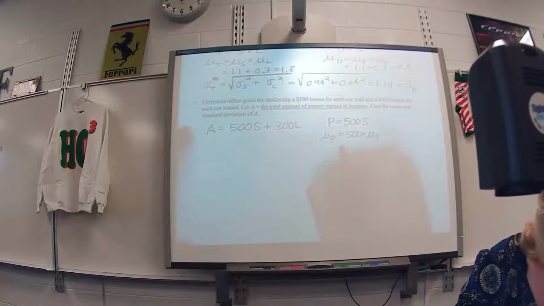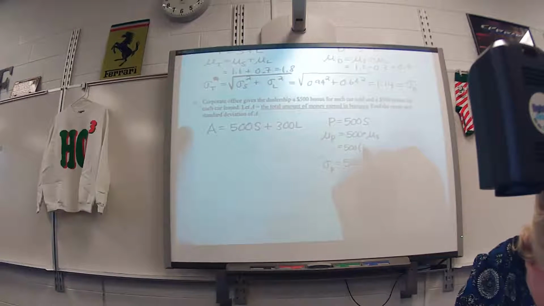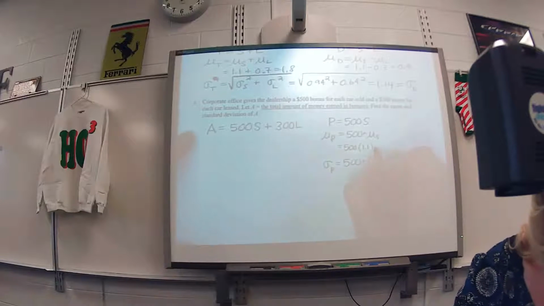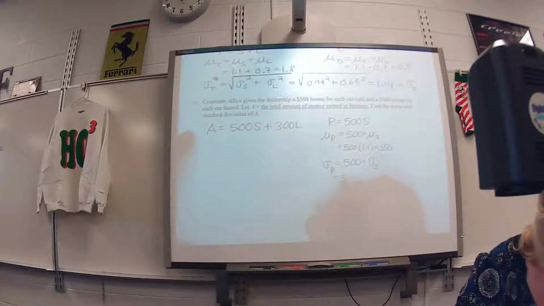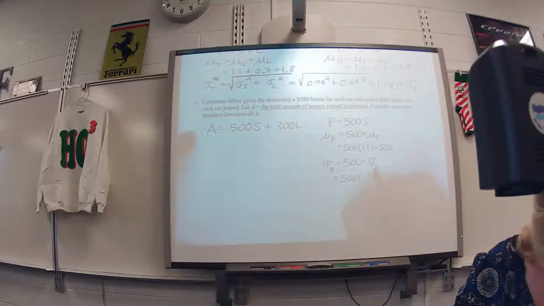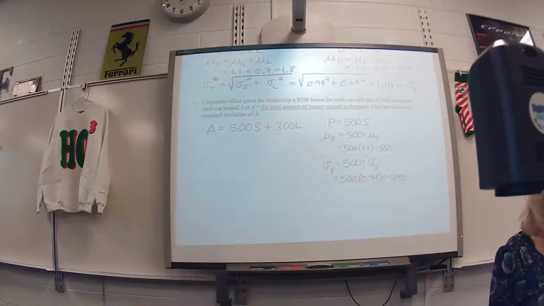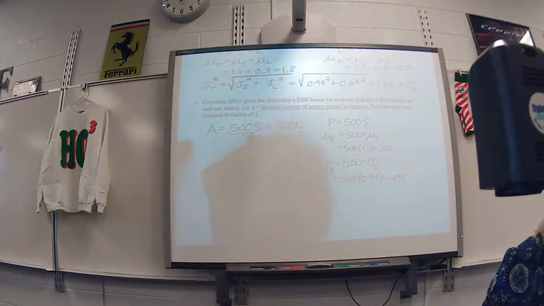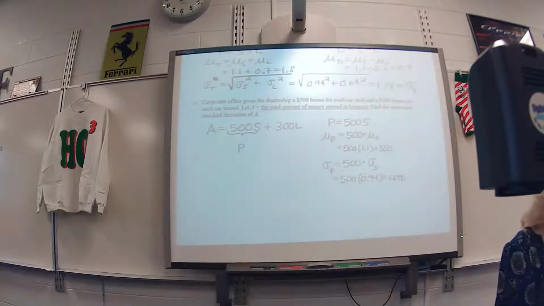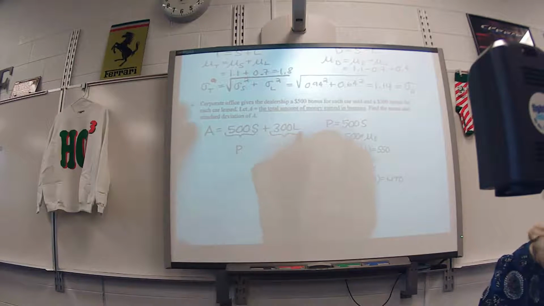Okay, so I would then say this is going to be 500 times the mu for S, which was 1.1, and that comes out to be 550. And this is 500 times sigma for S, which was 0.94, and that comes out to be 470. So I have now taken this and I just renamed it P. And now I'm going to take the other part of it and I'm just going to rename that Q.